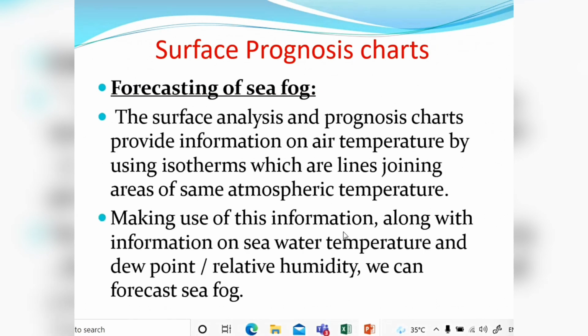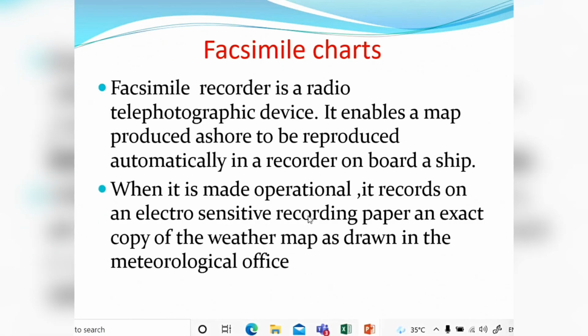Forecasting sea fog: surface analysis and prognostic charts provide information on air temperature. If you know the air temperature and the sea temperature, we can of course predict sea fog also. Now come Facsimile charts. I will not go into detail. The Facsimile recorder is a radio telegraphic device. It enables a map produced ashore to be reproduced automatically in a recorder on board the ship. I don't know if you have used it or not, but sometimes it's a very good thing. The details are given in the ALRS: frequencies, times, stations.